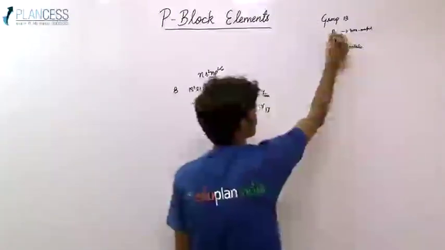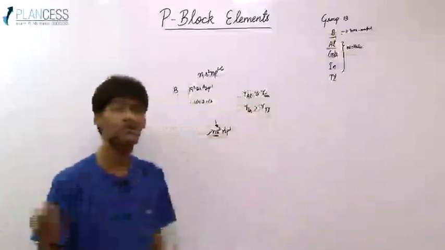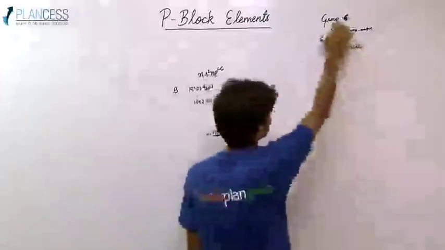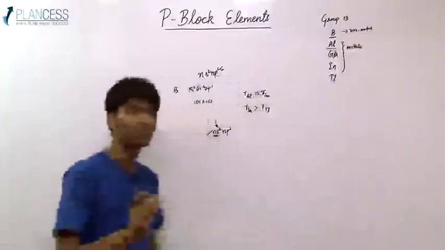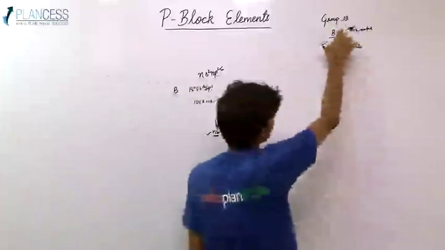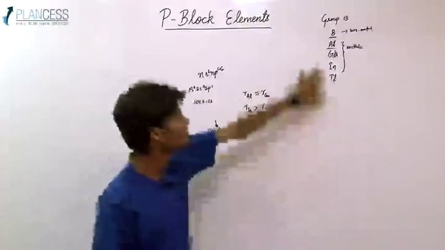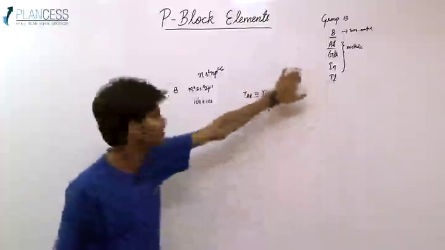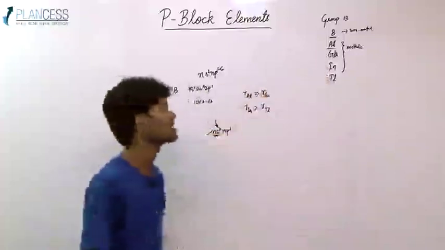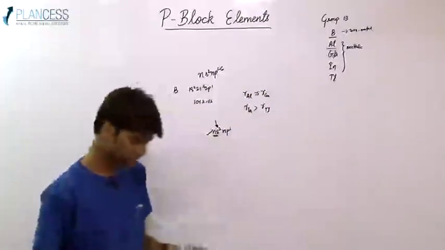However, in the case of boron, it doesn't have a vacant d orbital, because when the value of principal quantum number is 2, there is no d orbital, so its maximum covalence is only 4. Boron can only form 4 bonds. However, aluminium, gallium and other group 13 elements have vacant d orbitals, and therefore their covalence can exceed 4. In fact, it is 6 in most cases. Their maximum covalence is 6.